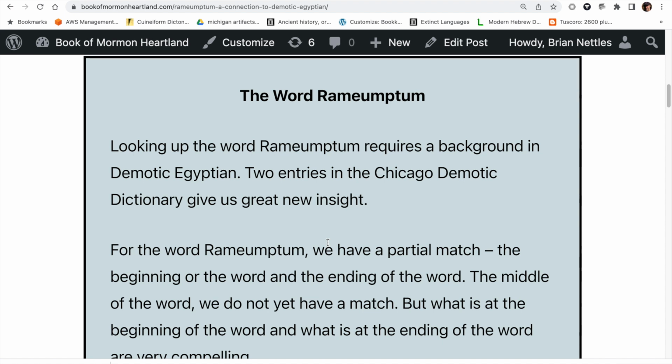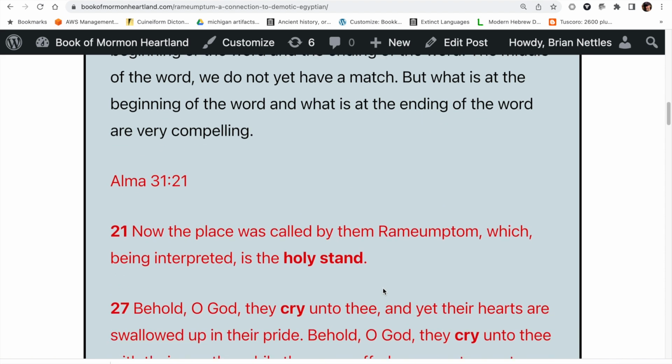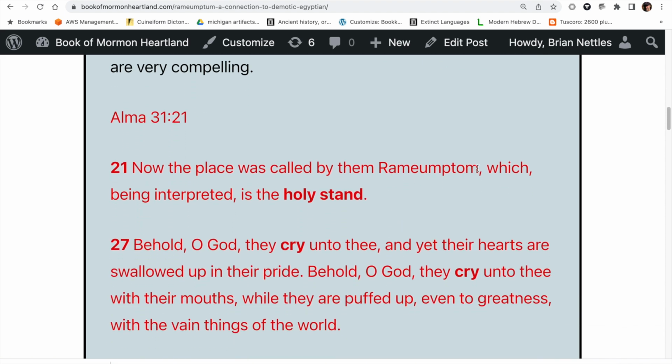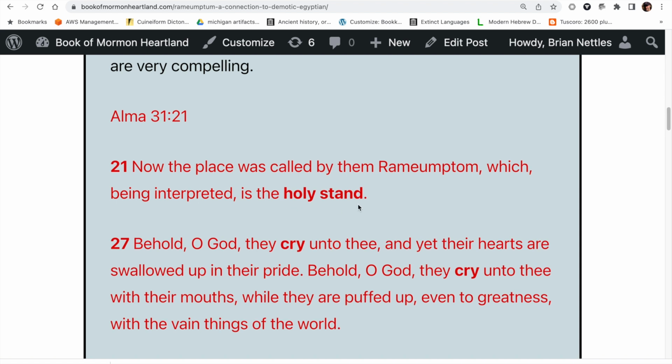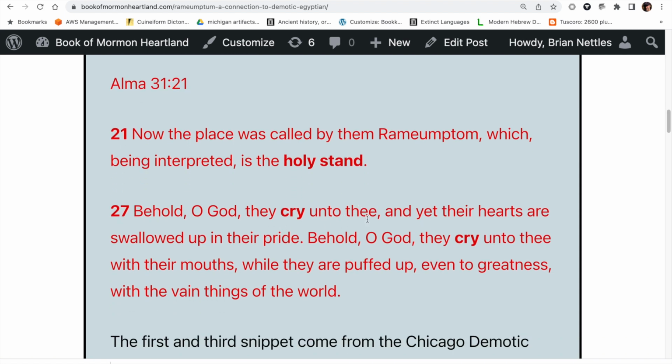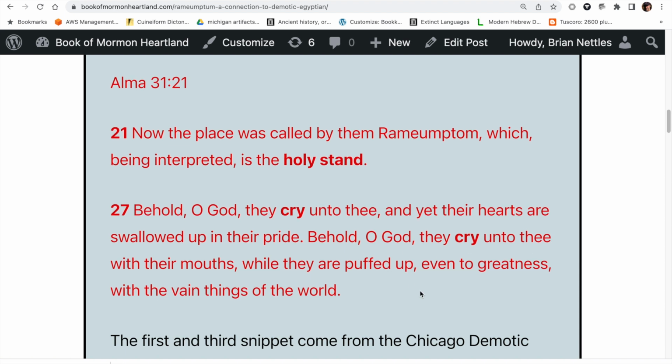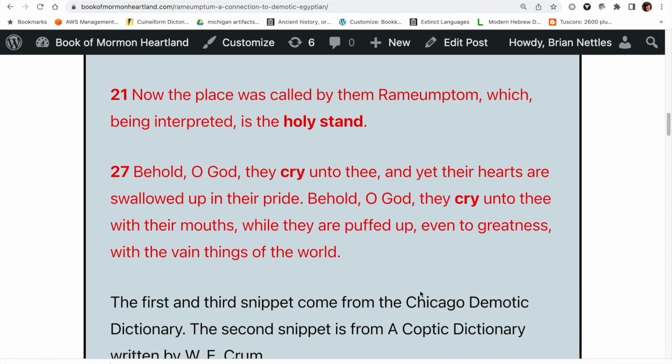And they had constructed platforms in their synagogues to teach their new religion. And in this new religion, they would stand on this Rameumptum once a week, which they called the Holy Stand, and they would cry unto God. And it says in verse 27, "O God, they cry unto thee, and yet their hearts are swallowed up in their pride. Behold, O God, they cry unto thee with their mouths, while they are puffed up even to greatness with the vain things of the world."